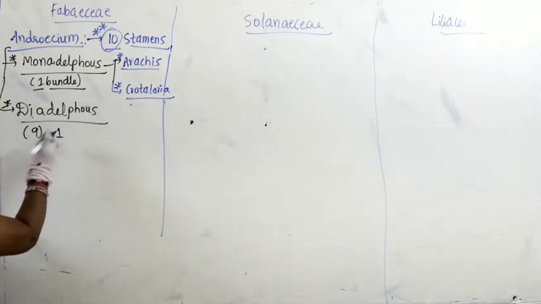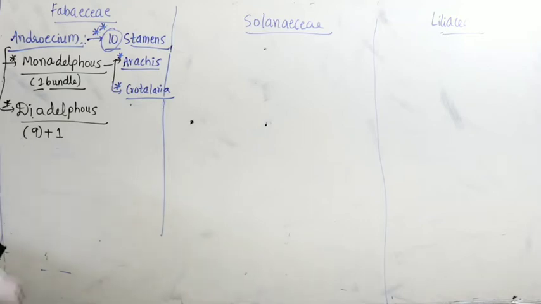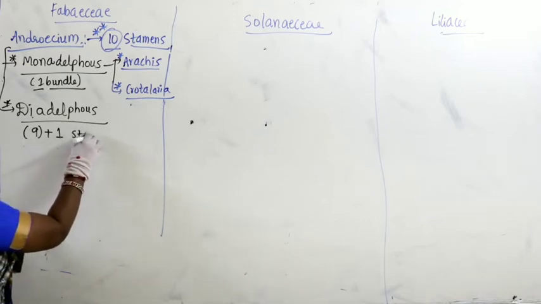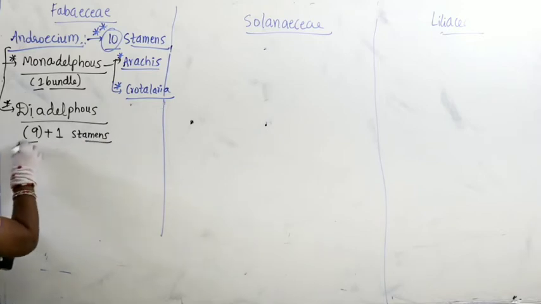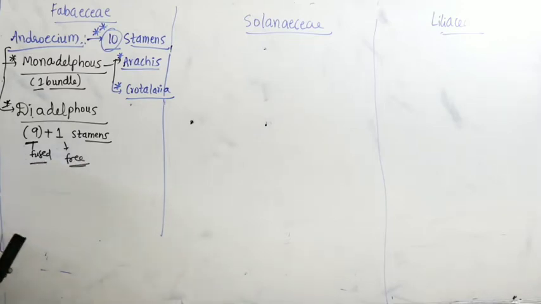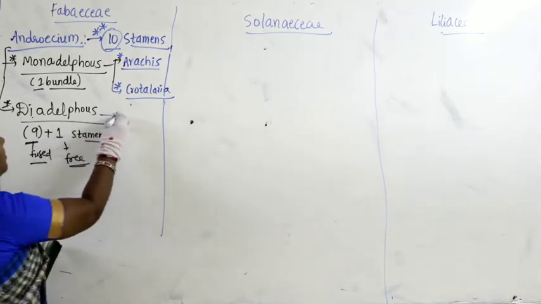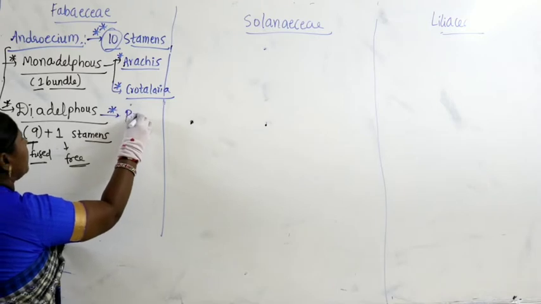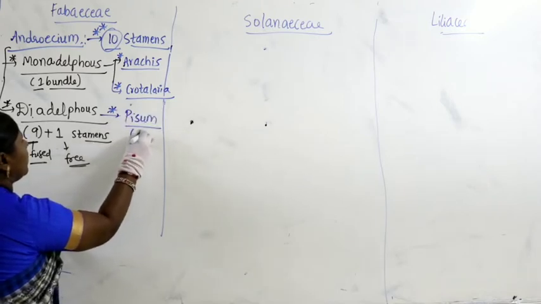The arrangement is 9 plus 1. So that means 9 plus 1 stamens, meaning 9 are fused, 1 is free. Okay, 9 stamens kept in bracket, meaning 9 are fused and 1 stamen is free. 9 are fused plus 1 is free. Diadelphous condition most commonly we find in the members of Pisum sativum, nothing but what?